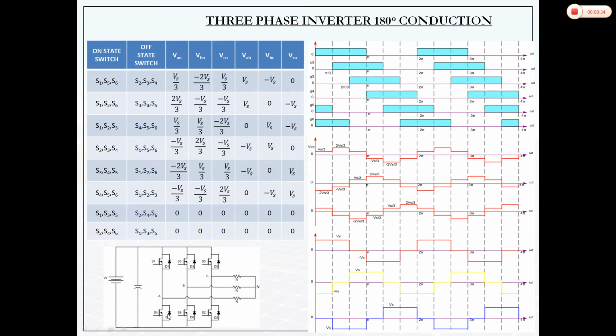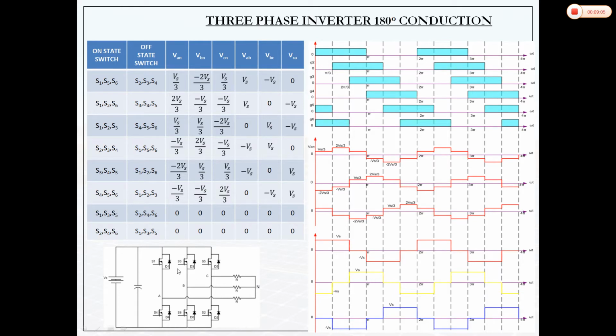Now G2 will shift from G1 by 60 degrees. So for this switch, the gating sequence will be shifted by 60 degrees from G1. You can see here that it is shifted forward by an angle of pi by 3. This will continue up to here. Then for the next pi it will be off. Then again the same thing will repeat.